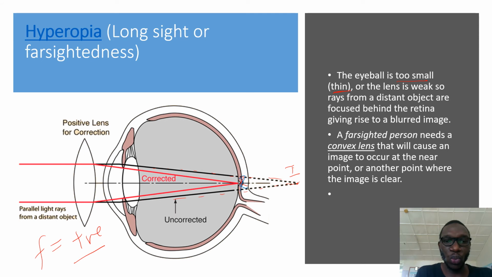So what does that mean? If our lens is too weak or the eyeball is too thin, that means we need to converge these rays twice. Lens 1 is an artificial lens and lens 2 is a natural lens. The artificial lens is converging, so it's going to converge the rays first, and then they will meet lens 2, which is your natural lens, and then converge them again to form the final image here at the retina. With that, we would have solved the problem. So we use a converging lens placed in front of the natural lens.